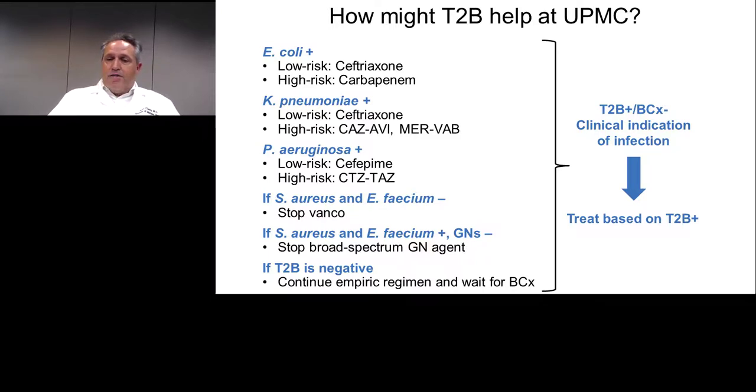I think the evidence from both T2Candida and T2 bacteria, however, as shown on the right here, would indicate that if you've got a T2 positive result and a blood culture negative result, and there's some clinical indication of infection, then the best course of action, we believe, is to go ahead and treat based on the T2Candida or the T2 bacteria result, in the likelihood that you'll identify at least some patients who have false negative blood cultures.